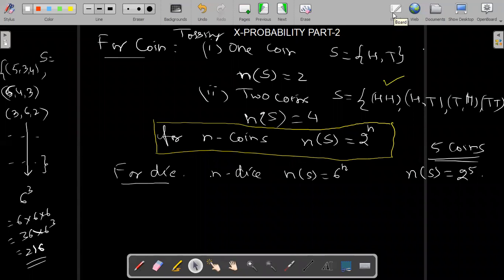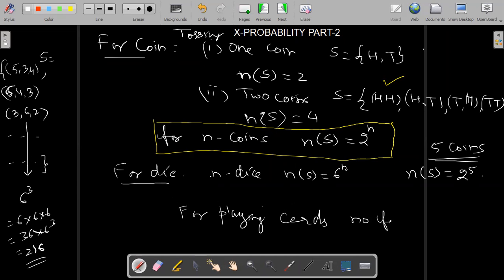You said 52 raised to power something? No, no. For cards, there is no formula. For playing cards, there are 52 cards, but there is no formula. We use Excel in higher classes. You will see permutation and combination.